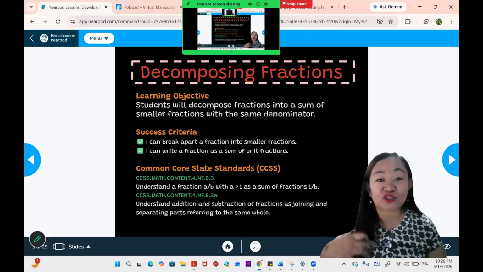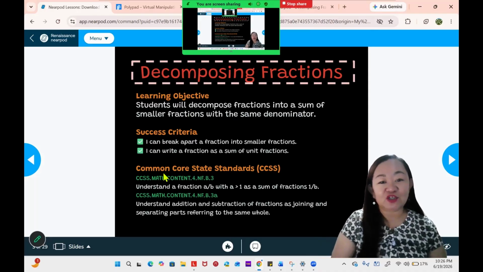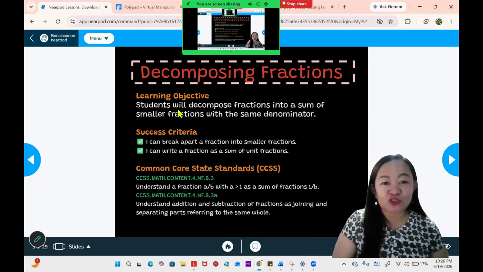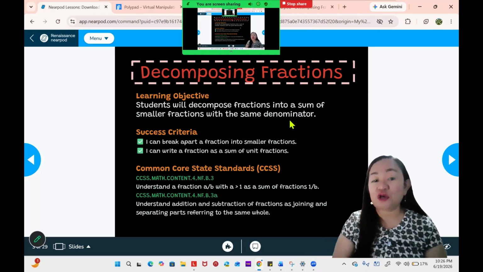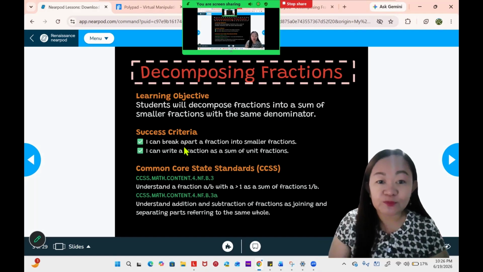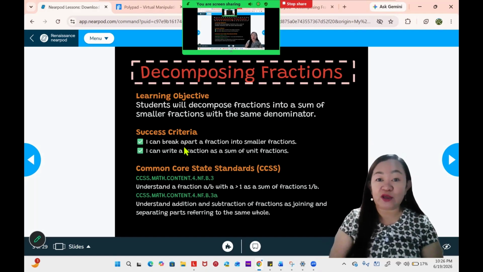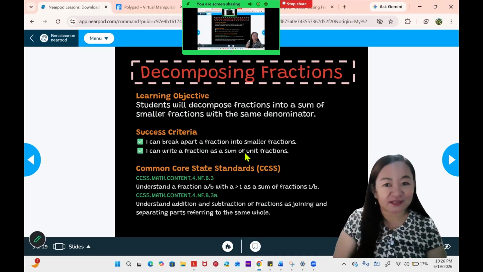So today we're going to be talking about decomposing fractions. Our learning objective is aligned to our Common Core standards. So by the end of the lesson, you will be able to decompose fractions into a sum of smaller fractions with the same denominator. Along with this objective, you will be able to break apart a fraction into smaller fractions and, of course, write a fraction as a sum of unit fractions.